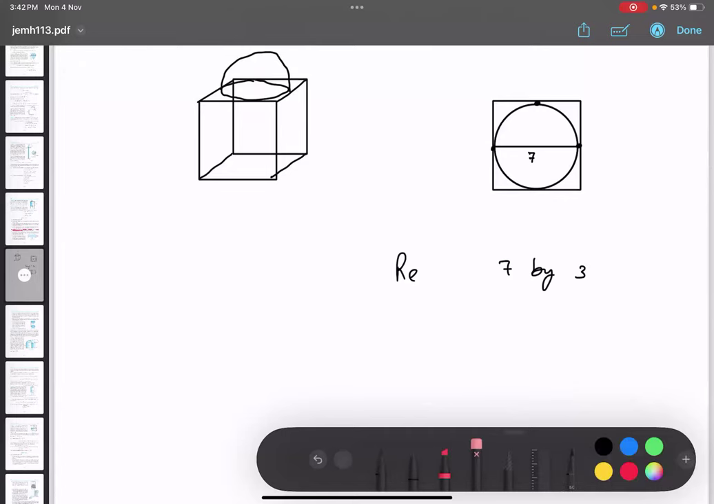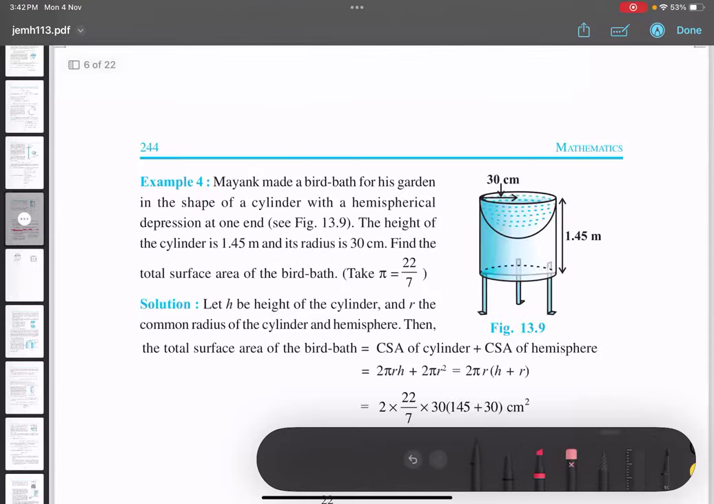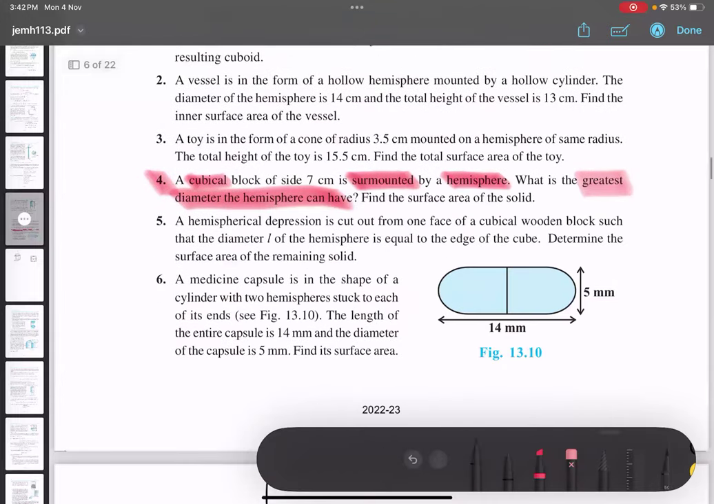And they purposefully don't draw the figure. If I draw the figure, you will understand, isn't it? Anyway, let us come back to our original question. Find the surface area of the solid. They will always say this is a solid. Solid means 3D figure.